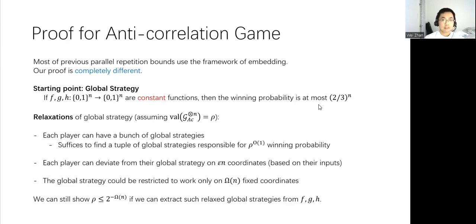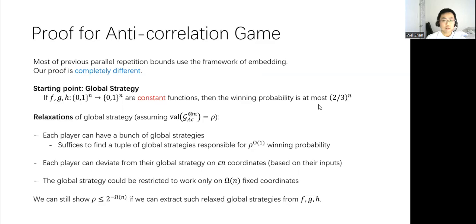So let's assume that the players use some optimal strategies that achieve the optimal value of rho. The first relaxation is that each player can have a bunch of global strategies instead of just one global strategy, as long as there is a tuple of global strategies for each player that accounts for a small portion, say polynomial in rho, of the winning probability, we can still show that rho is exponentially small.